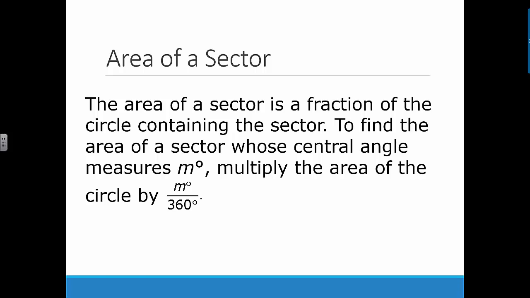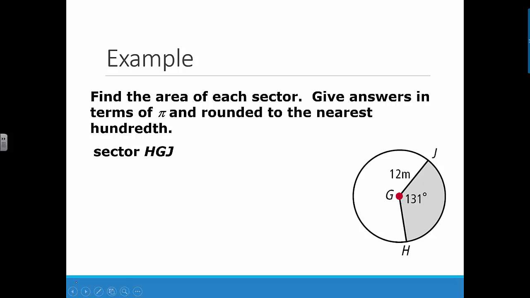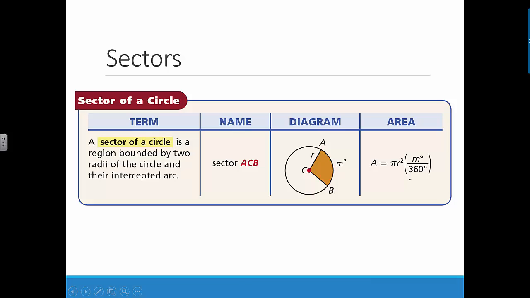When you're looking at an entire circle like this, the area would be pi r squared. But we don't want the entire circle. We only want a fraction of it. So let's say this was 60 degrees. That would be 1/6 of our total area. So that's what we're doing here by doing 60 divided by 360. A sector is like a slice of pie.